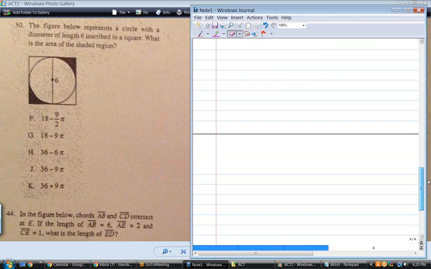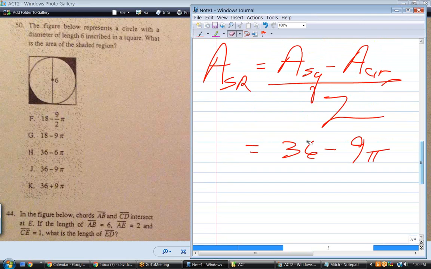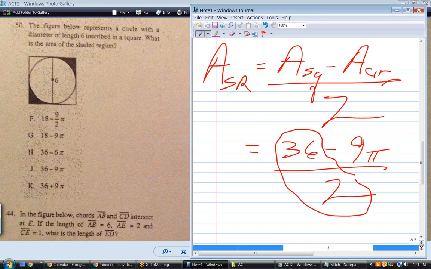So, back to the problem. That's the area of the square. That's the area of the circle. I've got to divide it by 2. What's my answer? Would you have to know? You just leave that. So split it up into two fractions. Yeah, you got that fraction, which is 18, and you have that fraction, which is minus 9 pi over 2.